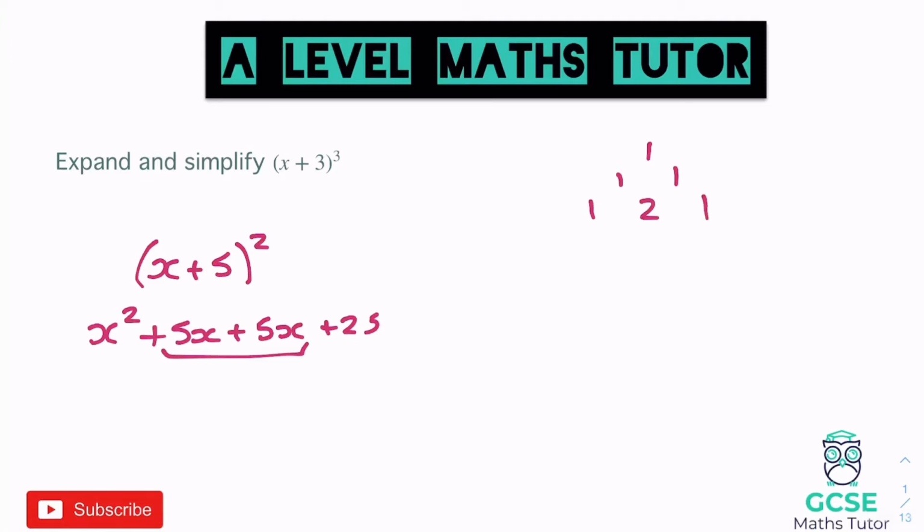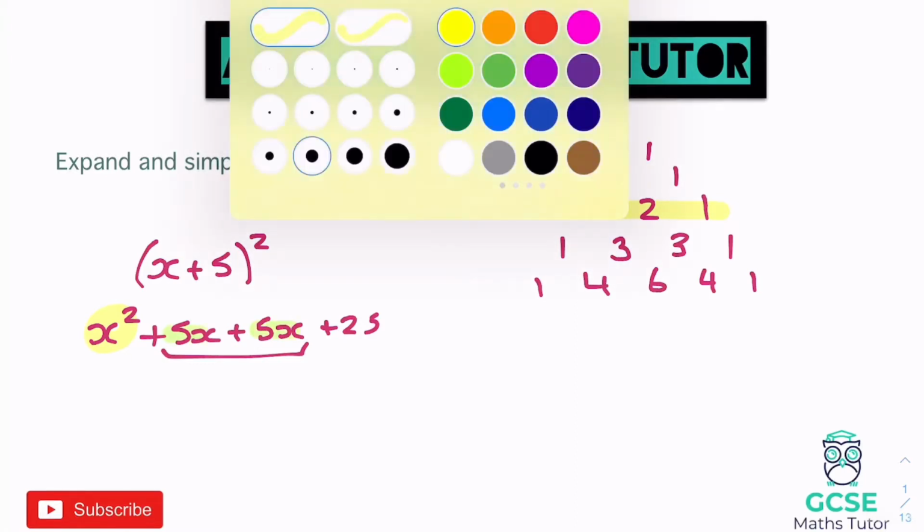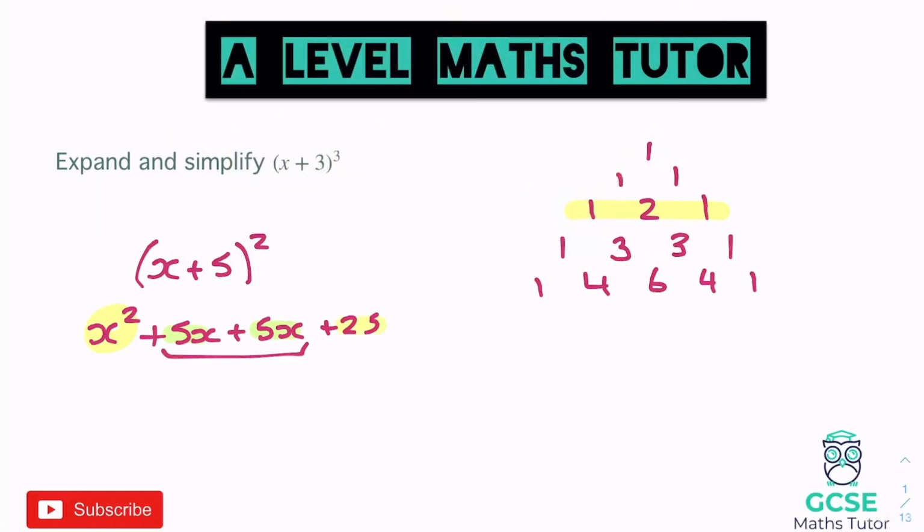We can just keep following this process and making this pattern, so always 1 on the outside, then the 1 and 2 above this next one makes 3, 2 and 1 makes 3, and 1. We can keep on going: 1, 3 and 1 makes 4, 3 and 3 makes 6, 3 and 1 makes 4 again, and then 1 at the end. Now this double bracket that I've drawn here is this row here, so 1, 2, 1. We get 1 of the pieces at the start, the x squared, the 2 pieces in the middle, which we've just shown, and then the 1 at the end, following that little pattern of 1, 2, 1.